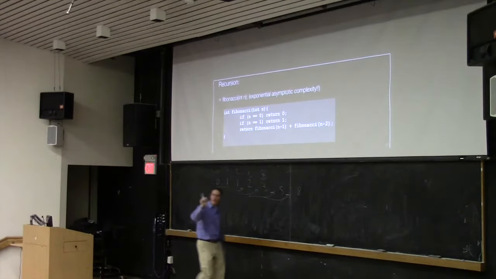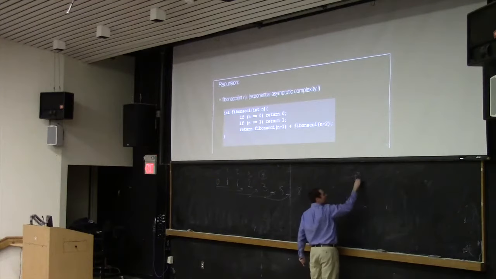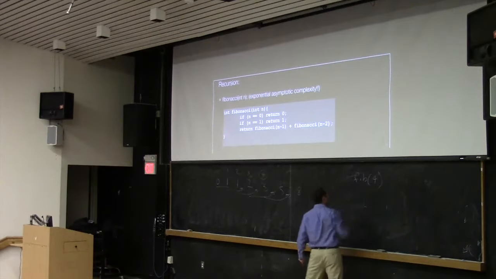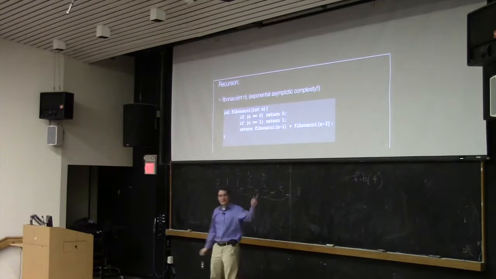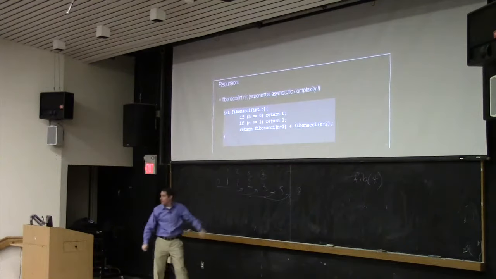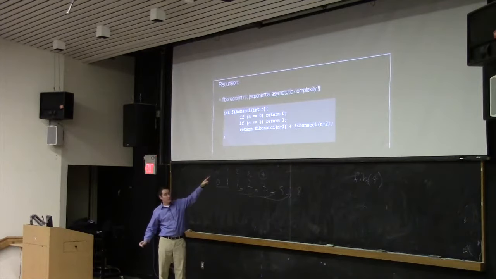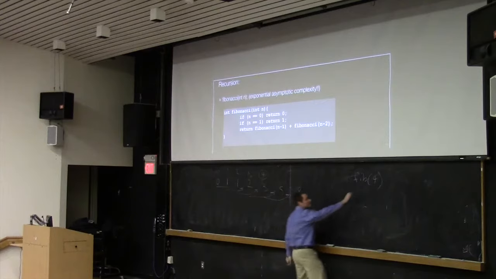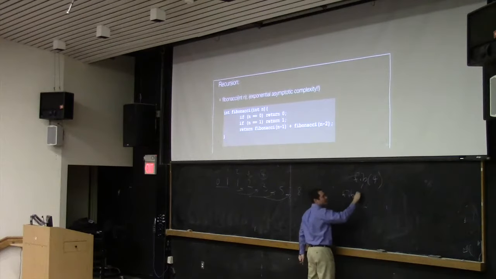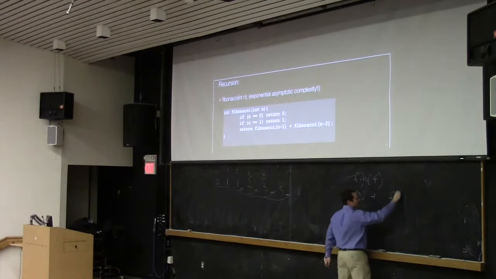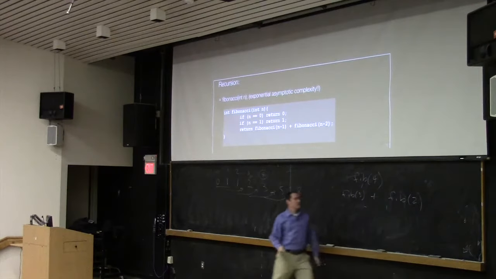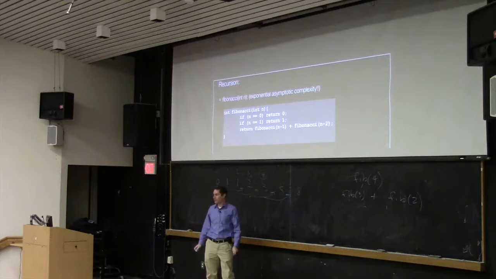If we call Fibonacci of 4, what does the algorithm tell us to do? It says return Fibonacci of 3 plus Fibonacci of 2. Right? That's what gets returned from that one.